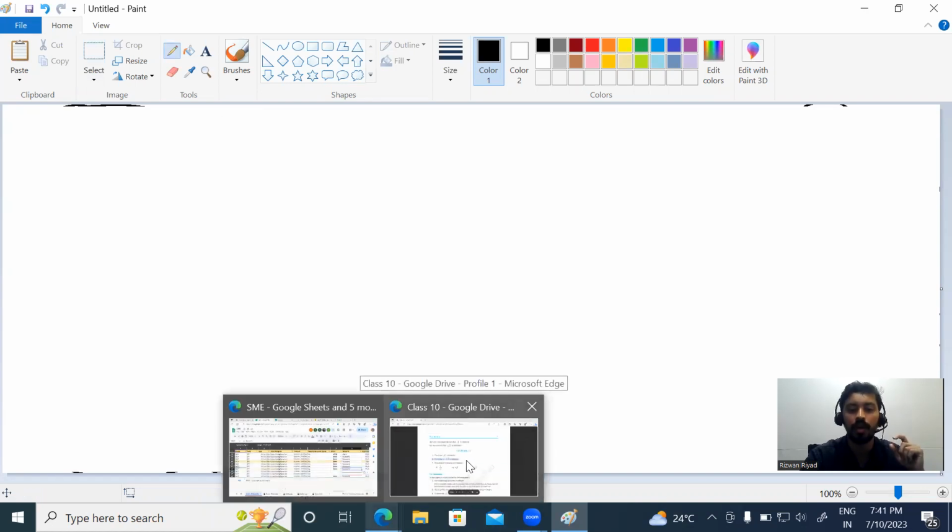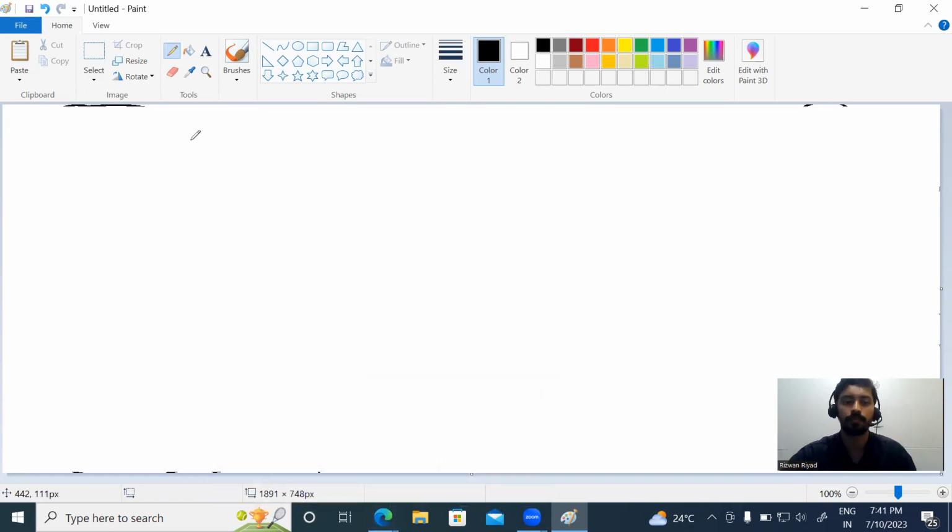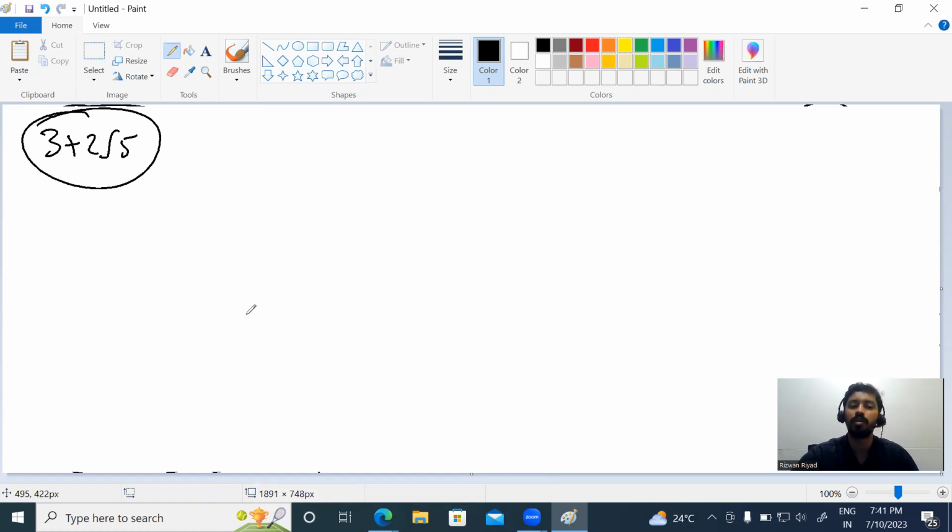Our number is 3 plus 2 root 5, and we need to prove that this is irrational. For that, we will use the same contradiction method. First we will assume the opposite of what we need to prove. Here we need to prove that 3 plus 2 root 5 is irrational, so we will assume the opposite: 3 plus 2 root 5 is rational.